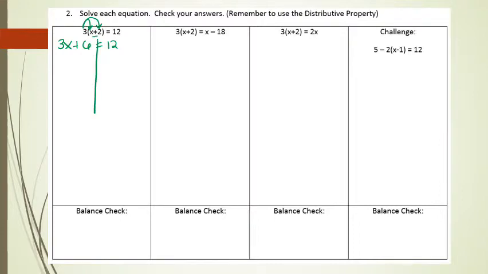So now we can solve this just like a regular equation. I'll subtract 6 from each side. 3x equals 6. Divide by 3, x equals 2. That's one way to solve it.